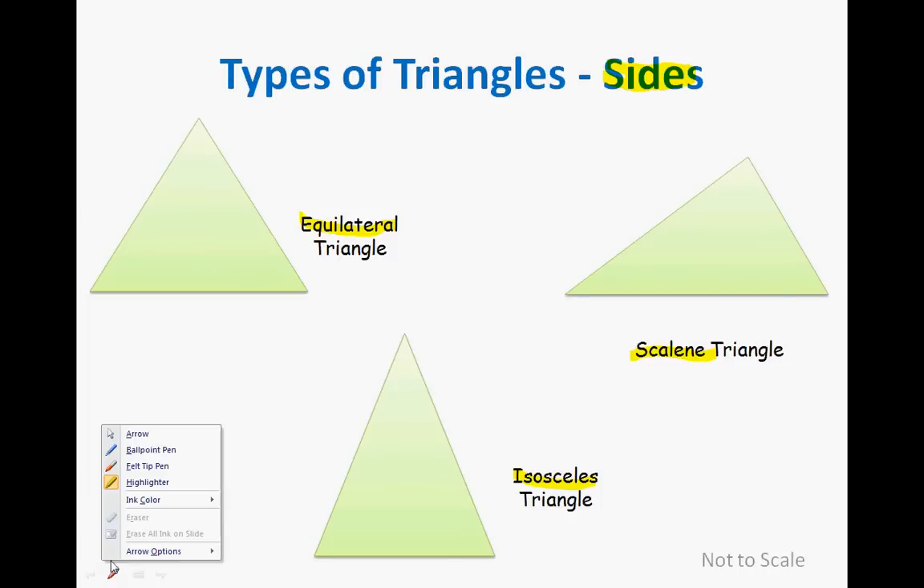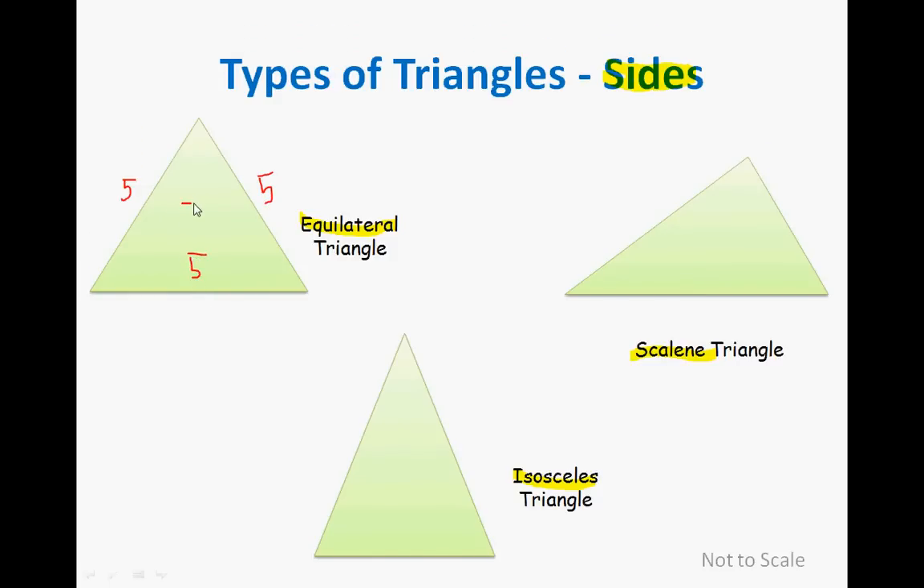For the equilateral triangle, all three sides are congruent. For example, if this one was 5 and this one was 5, this one will also be 5, because they're all congruent, they're all equal, all three of them. That's the equilateral triangle.